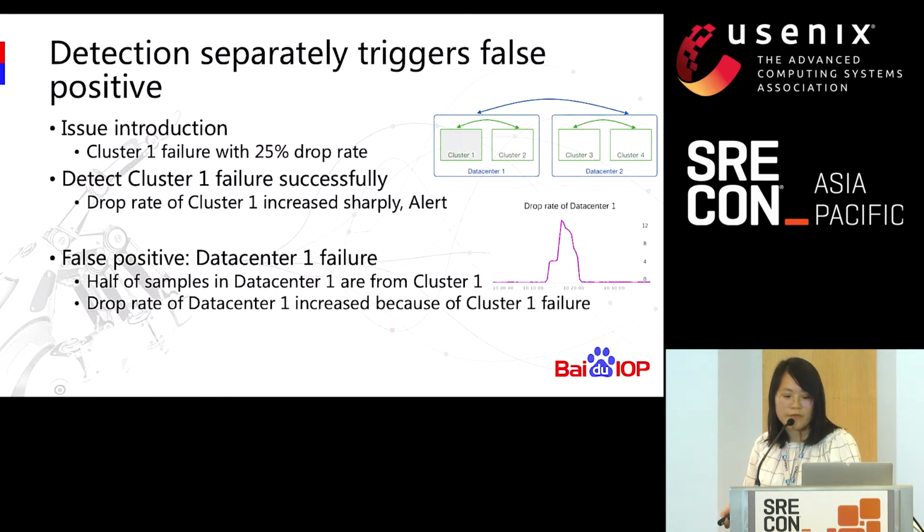From this case, we find that detecting separately may trigger false positives with certainty. The samples of Datacenter 1 can't provide any further information about cluster 1 failure. So in order to eliminate the false positive, we should gather all the probing results and make an overall analysis.